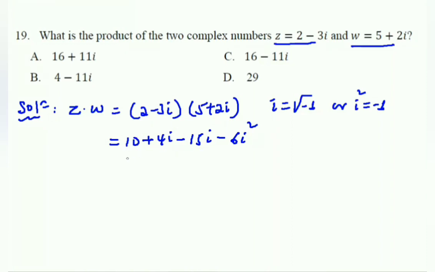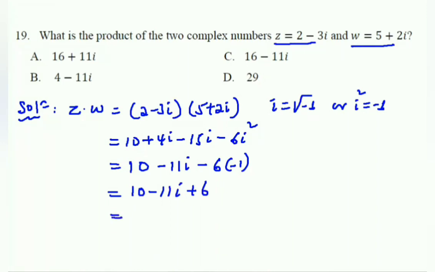So collect like terms. We get 4i minus 15i, which is minus 11i. Minus 6 times i squared, where i squared is minus 1, becomes plus 6. Therefore, this becomes 10 minus 11i plus 6. So adding 6 with 10 gives 16 minus 11i. This is the product of the two complex numbers. Therefore, our answer is C.